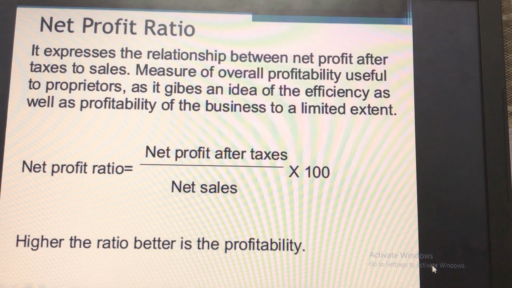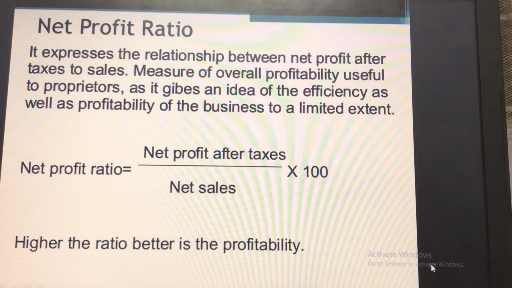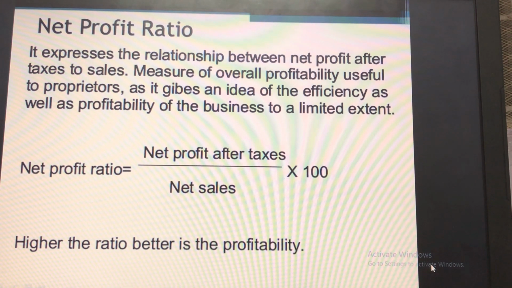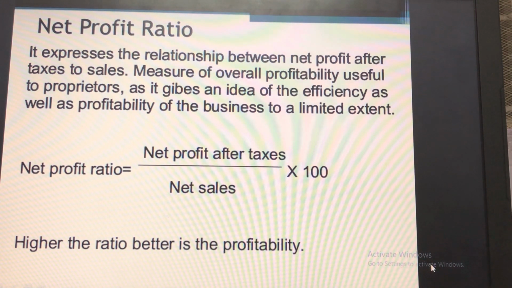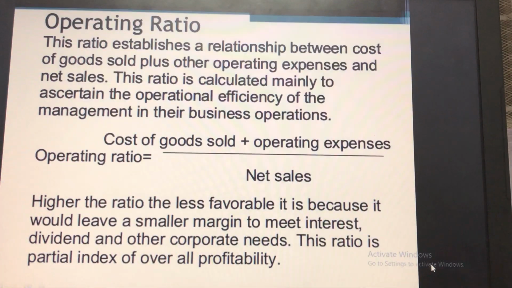Net profit ratio. It expresses the relationship between net profit after taxes to sales. It is a measure of overall profitability useful to proprietors as it gives an idea of the efficiency as well as profitability of the business to a limited extent. Net profit ratio is equal to net profit after tax divided by net sales into 100.